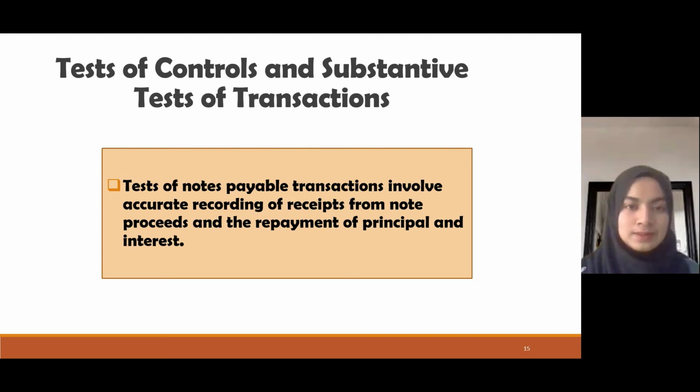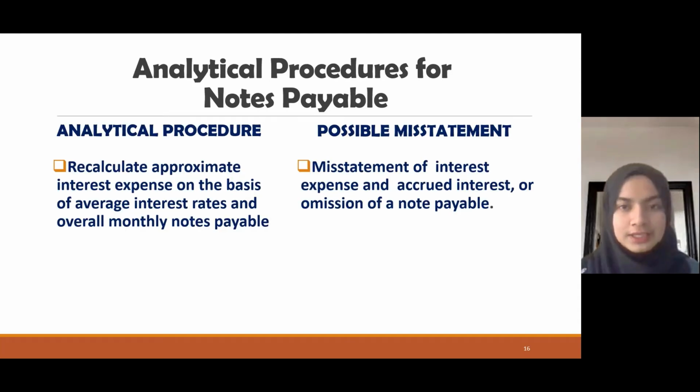Next, for the analytical procedure for notes payable, firstly we calculate the interest expenses and interest payable based on the average interest rates and overall monthly notes payable to see whether there is a misstatement of the interest expenses and accrued interest, or omission of the notes payable, or understatement of the recording. And this issue is easier to detect because the amount of principal is fixed.